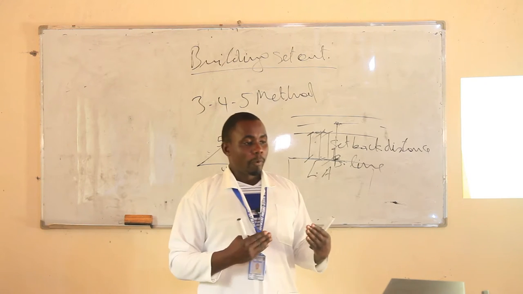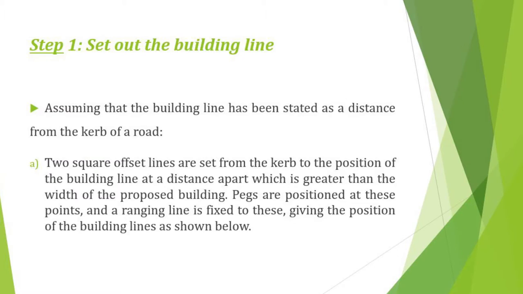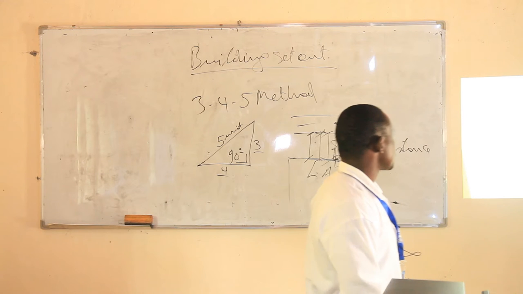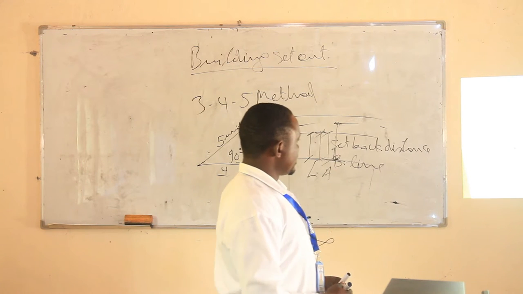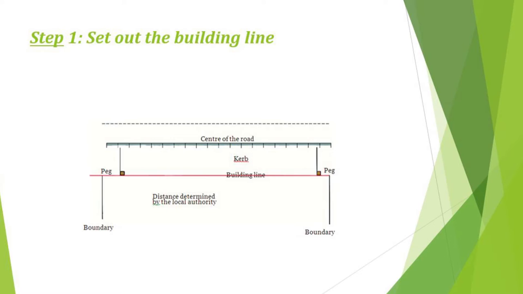Remember, step one is set out the building line. You set out the building line. As you see there, the center line of the road, the curb, as I have said on this figure, it is the same.